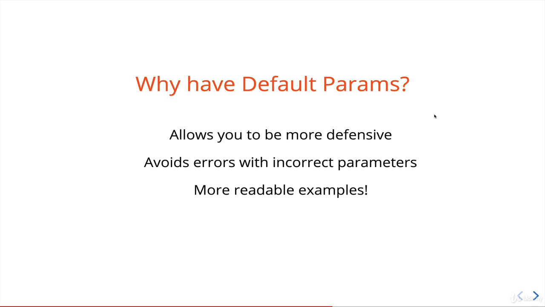But also, without default parameters, we often can have errors. When we try to run exponent without passing in a required power, it actually just broke. There was an error and it got mad at us. Python said, I expected exactly 2 arguments and I only got 1. What's going on? So we can avoid those sorts of errors by actually using default params.